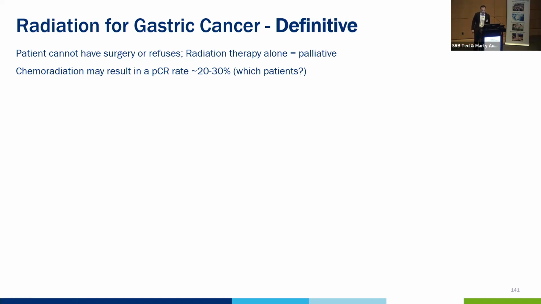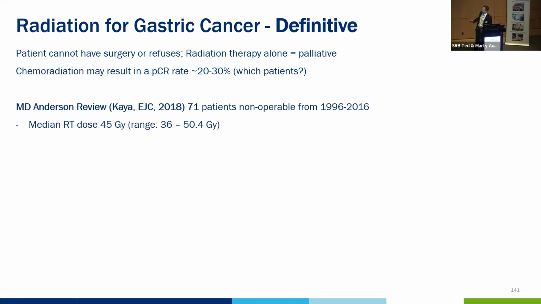But when radiation is given alone without chemotherapy, it's deemed palliative because there's no long-term survivors on randomized trials where we've delivered radiation without chemotherapy. However, as I mentioned before, chemoradiation may result in a path complete response rate of about 20 to 30%, but we don't know which patients derive that benefit and which patients may become long-term survivors.